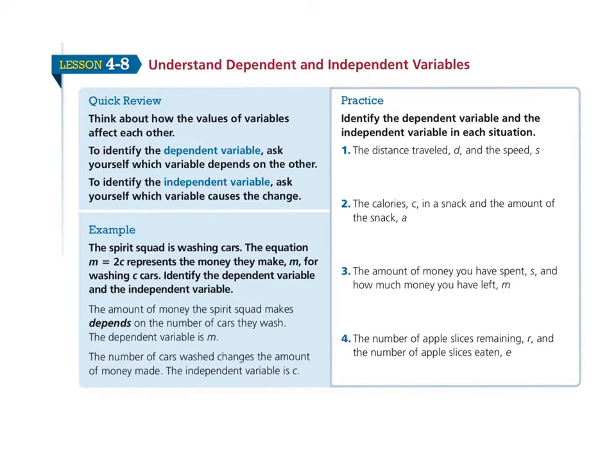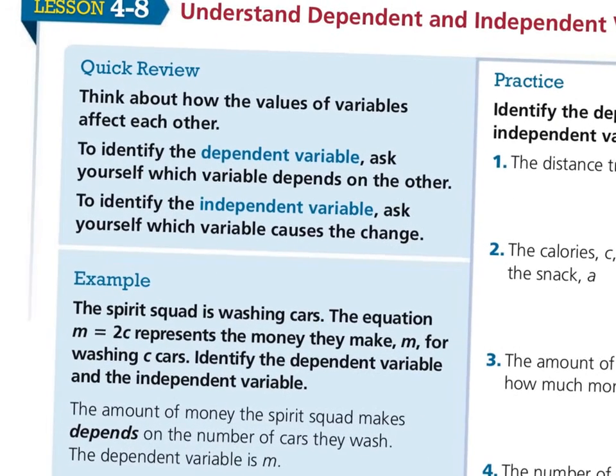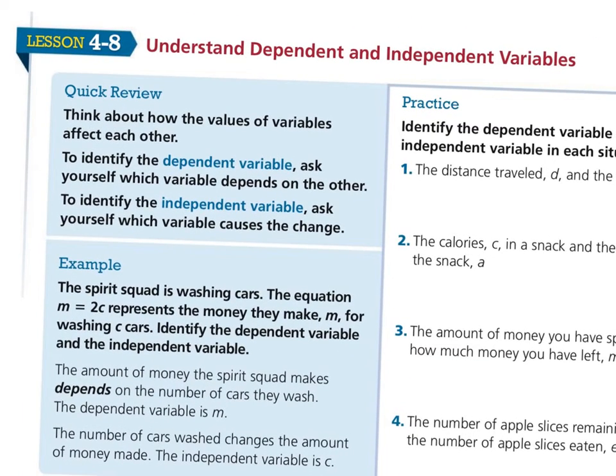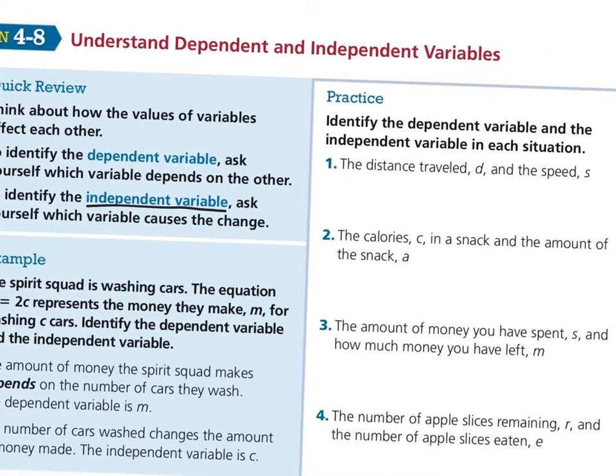Lesson 8, we talked about dependent and independent variables. So one way to do this, think about which thing depends on the other thing. The book talks about also which variable causes the change. We also have talked about independent. Independent comes first and then dependent comes second.